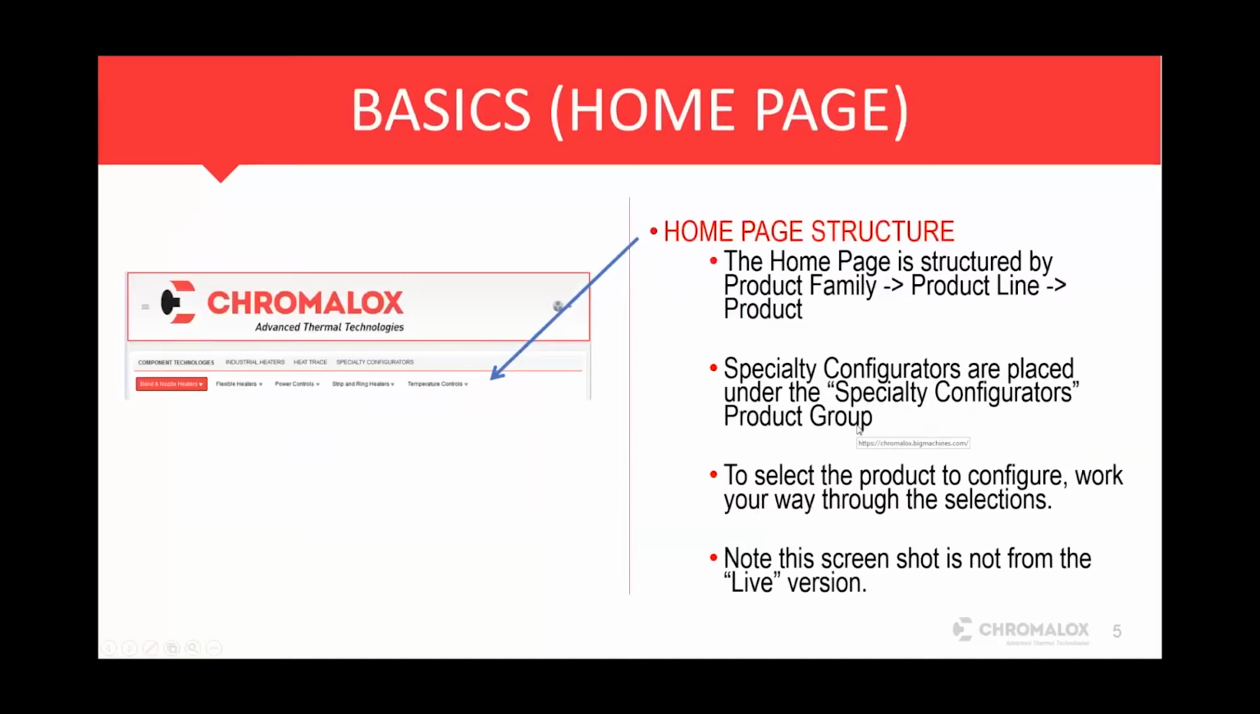Once you do get logged into the configurator, the home page is what you'll see over here on the left. The home page is structured by product family, product line, and then the product itself. An example would be, you can see component technologies here, and underneath that are band and nozzle heaters. If we were live, which I'll show you in a minute, underneath that you would see Alumaflex, ceramic bands, mica bands, Mighty Toughs. So it's real easy to work your way through.